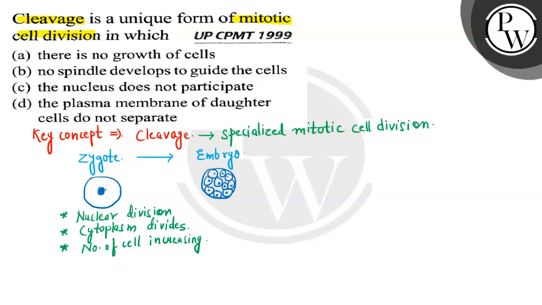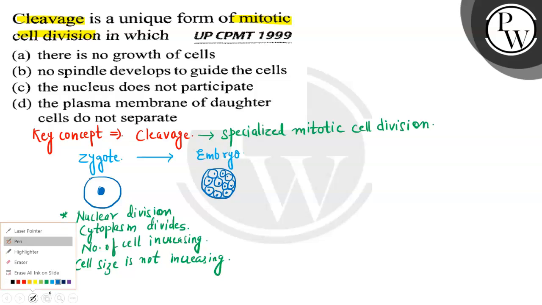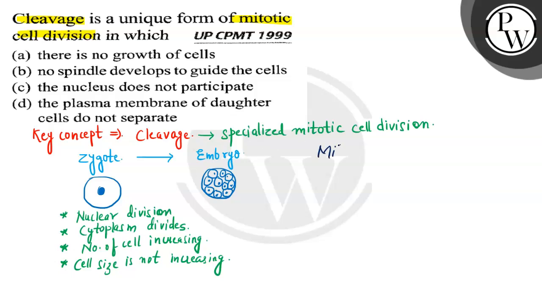We have a large number of cells present in the embryo. But in the zygote, only one cell is present and only one nucleus is present. And if we differentiate between them depending on size, in case of the embryo the cell size will not increase. Cell size is not increasing, but nuclear division and cytoplasm division are happening. Now, in a normal mitotic division, what happens? If we have one cell, before getting into the cell division cycle, the cell increases its size and its DNA is present in double amount. So DNA duplication happens and the cell also increases its size.